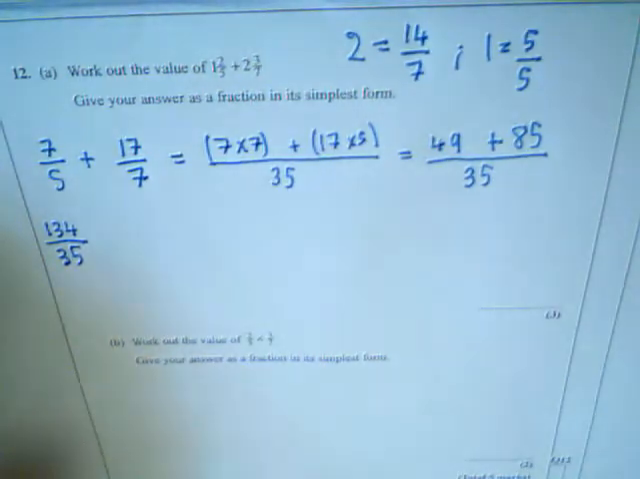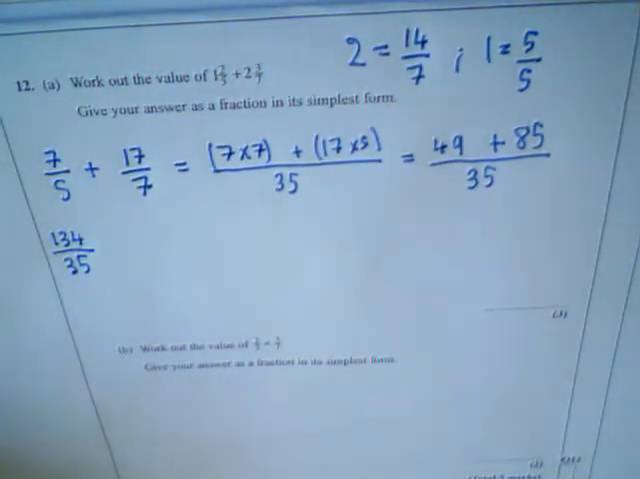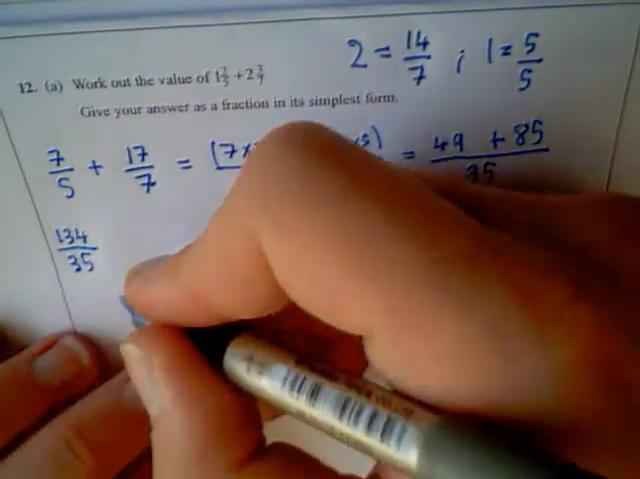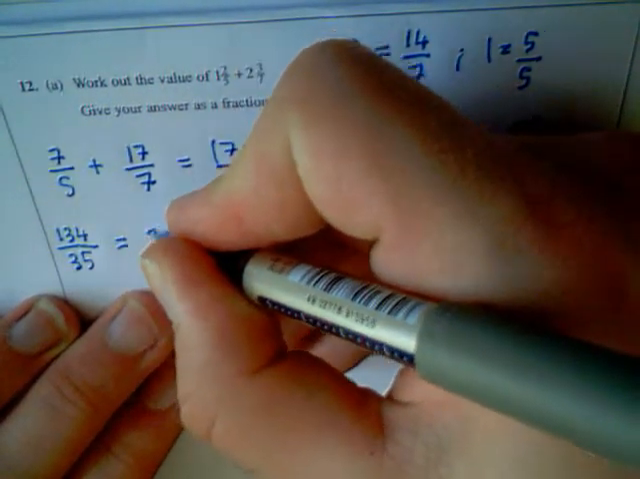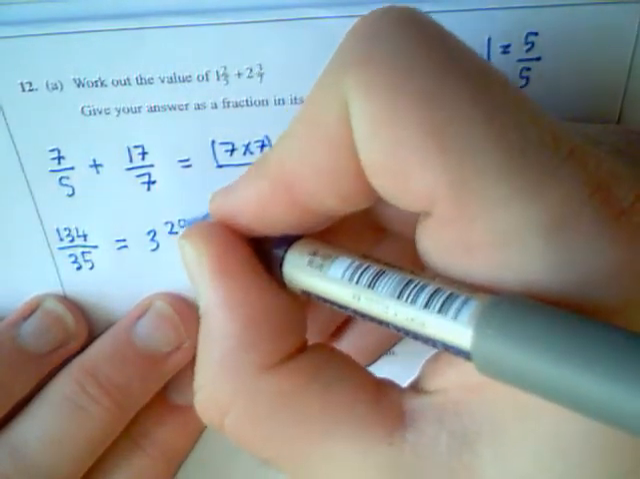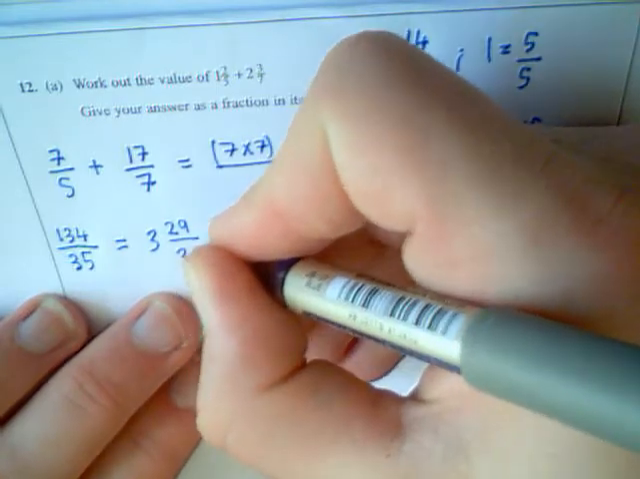Now, what we do is we see how many times 35 goes into 134. Well, we can see it's definitely going to go 3 times. And how many are going to be left over? It's going to be 29. It's going to be 29 over 35.